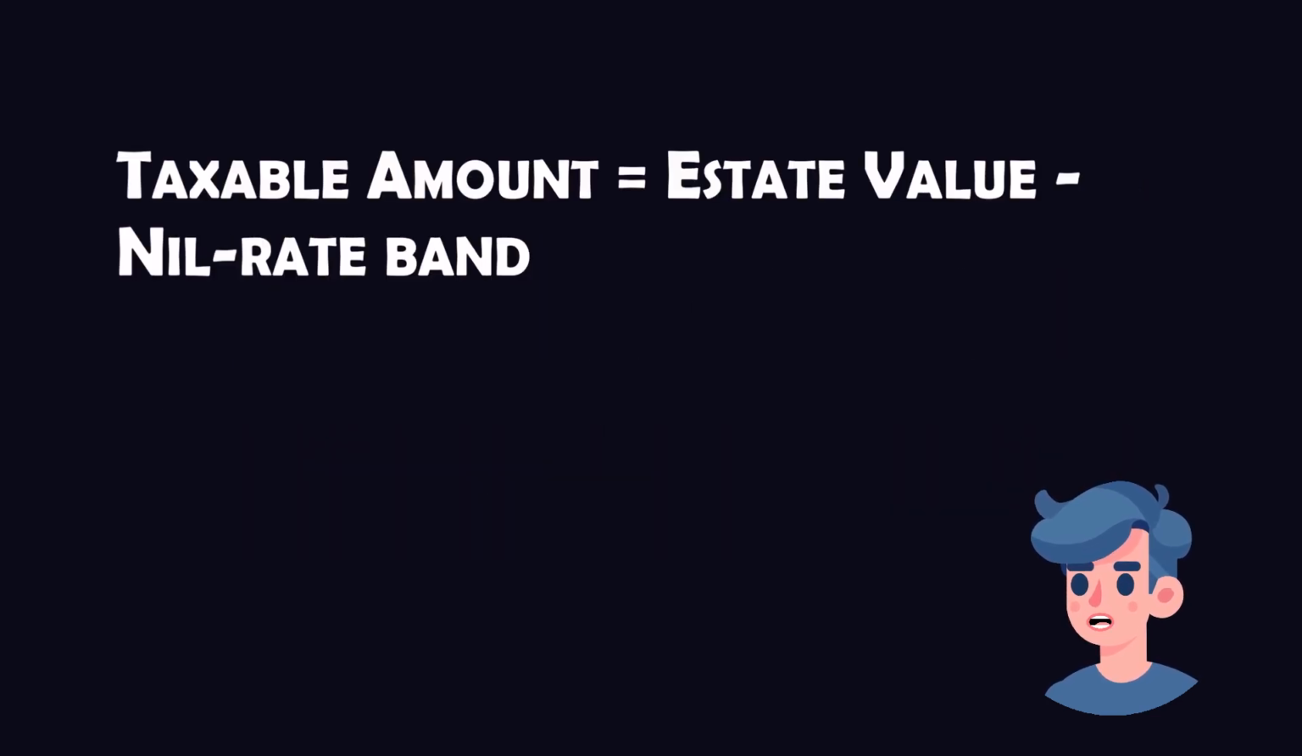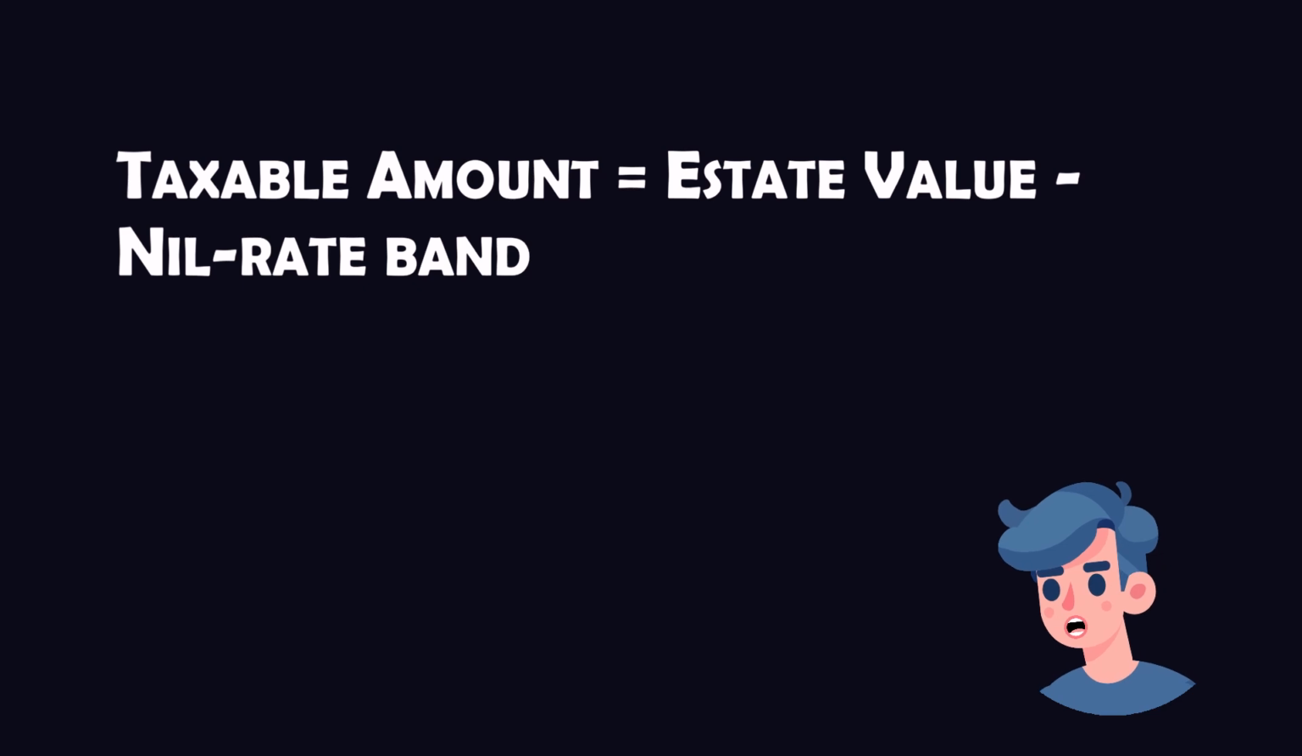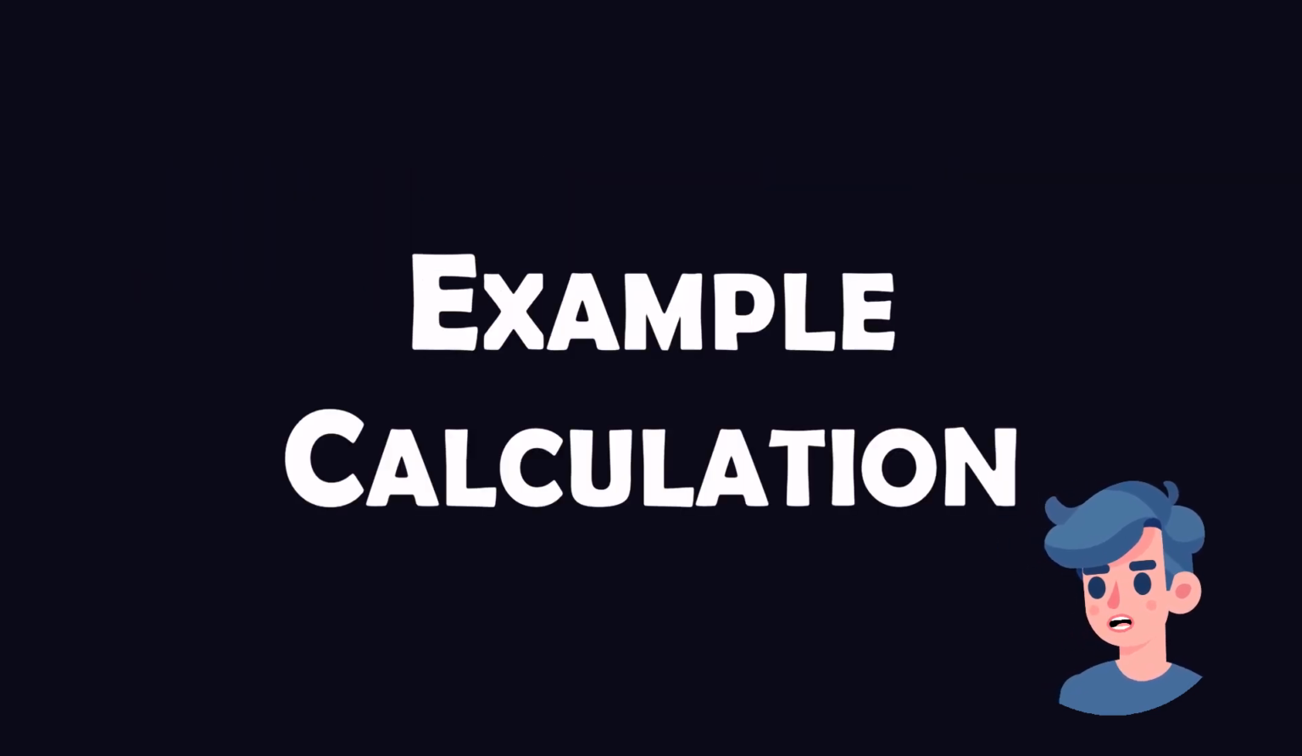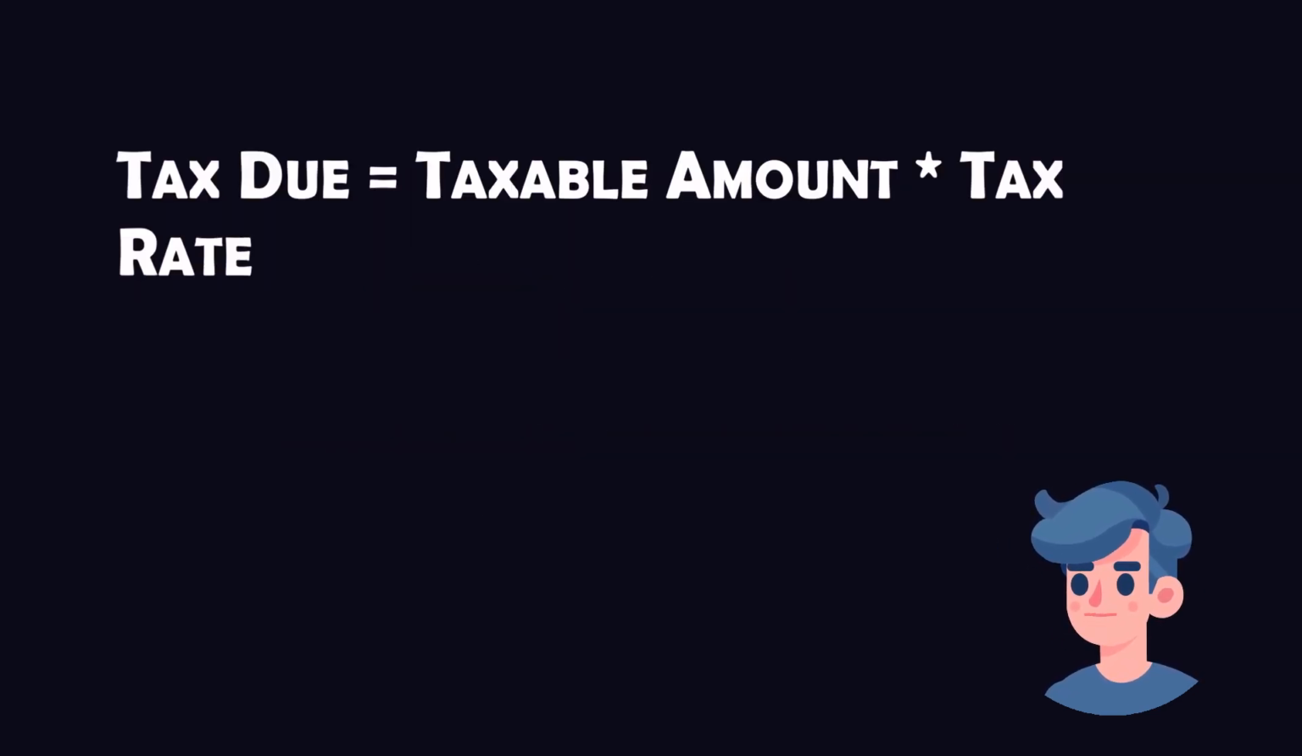First, let's explore the threshold limits. In many jurisdictions, there's a tax-free allowance known as the nil rate band. In the UK, for example, this is £325,000. Anything above this value might be subject to inheritance tax at a standard rate. For example, if John's estate is worth £500,000, the taxable amount would be £175,000, £500,000 minus £325,000. With a standard inheritance tax rate of 40%, the tax due would be £70,000.